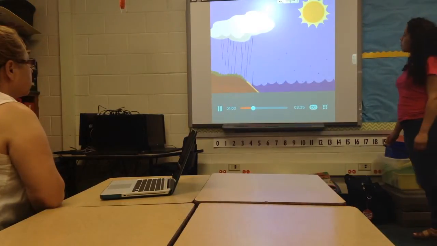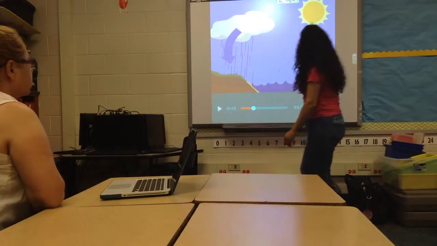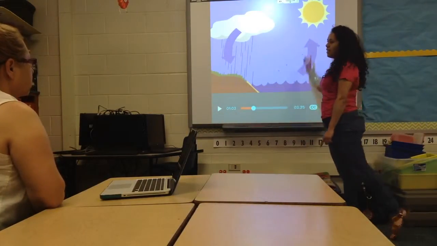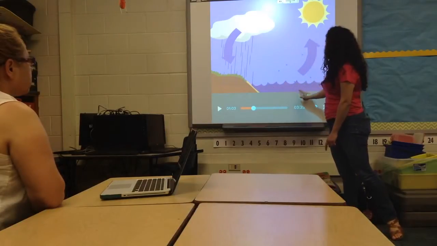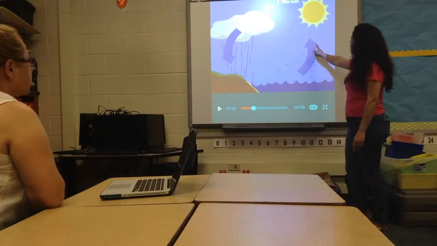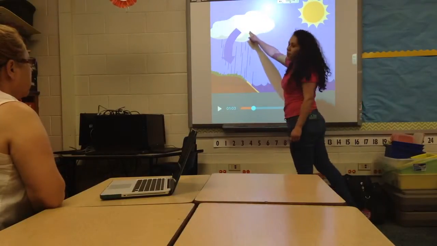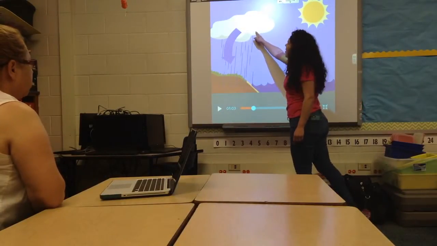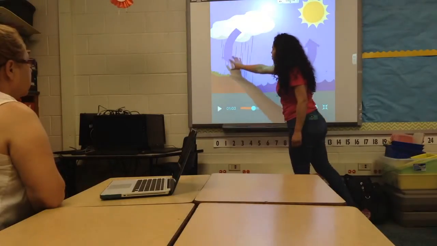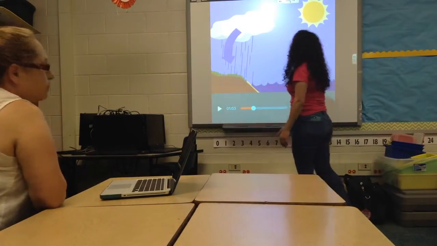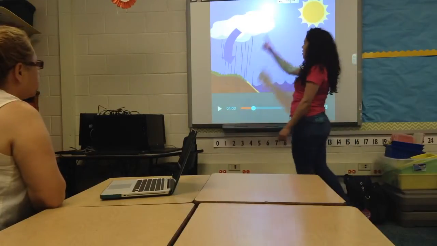Water is constantly cycling from land. So water is always, what did he say? Constantly changing and cycling. So first we have water, then it changes to evaporation, then it goes to condensation. And this rain or sleet, or it's called what? Precipitation. And it goes around and around and around.